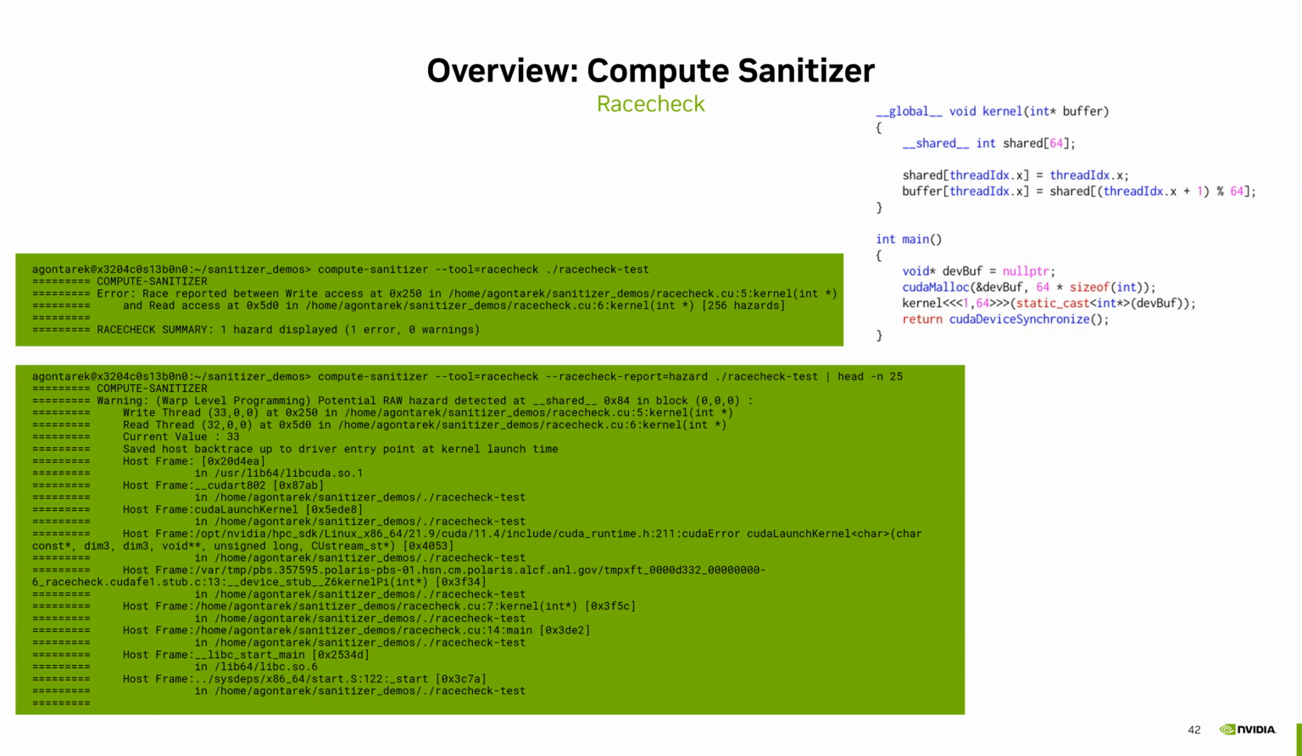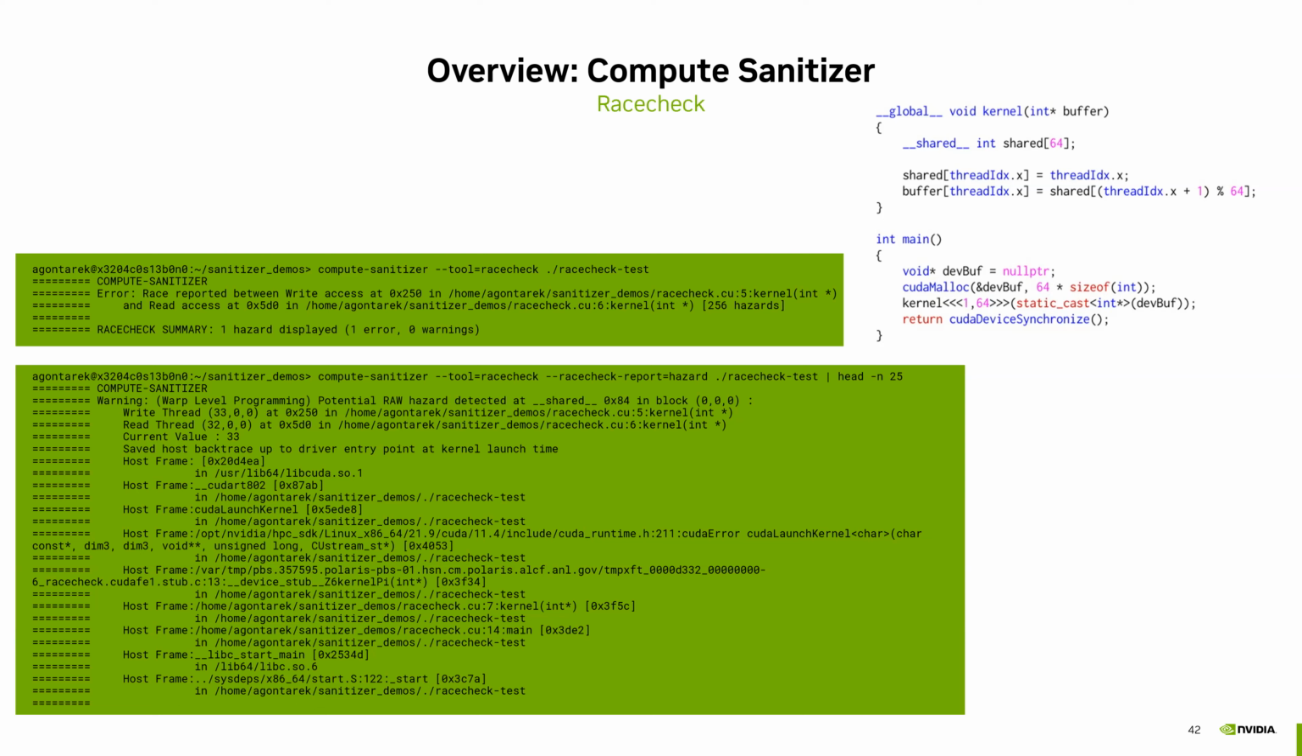So when we use the default mode, analysis mode in Compute Sanitizer, with race check, you can see that we get a single error message printed. So we have a race reported between write access at a PC line number, so at line 5, followed by a read access at line 6, and there were 256 hazards detected in total.